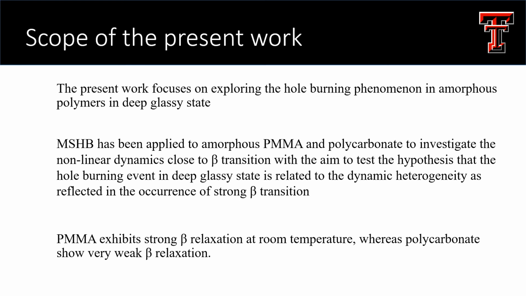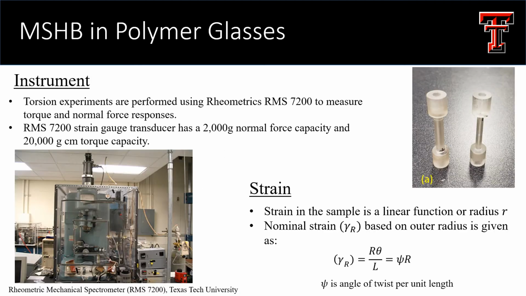PMMA and polycarbonate are well suited to test the hypothesis since PMMA exhibits strong beta relaxation at room temperature whereas polycarbonate shows very weak beta relaxation. The instrument used to carry out mechanical spectral hole burning experiments is the Rheometrics mechanical spectrometer, also referred to as RMS7200, as shown in the image. The instrument can perform torsional experiments while measuring torque and normal force responses of the material.